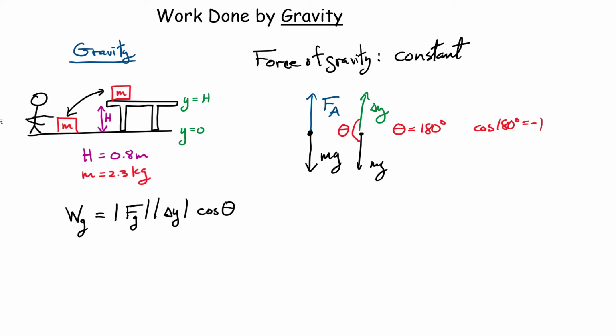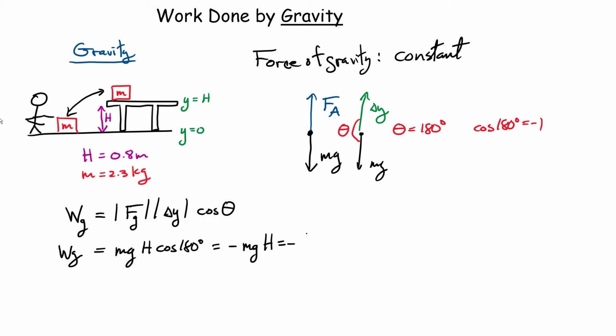So now we substitute in all our values here. The magnitude of the force of gravity is mg. The displacement is actually the height. That's the magnitude, that's how far we're moving. And then, like I said, cos of 180 is -1. So this becomes minus mgh. That is the work done by the force of gravity.